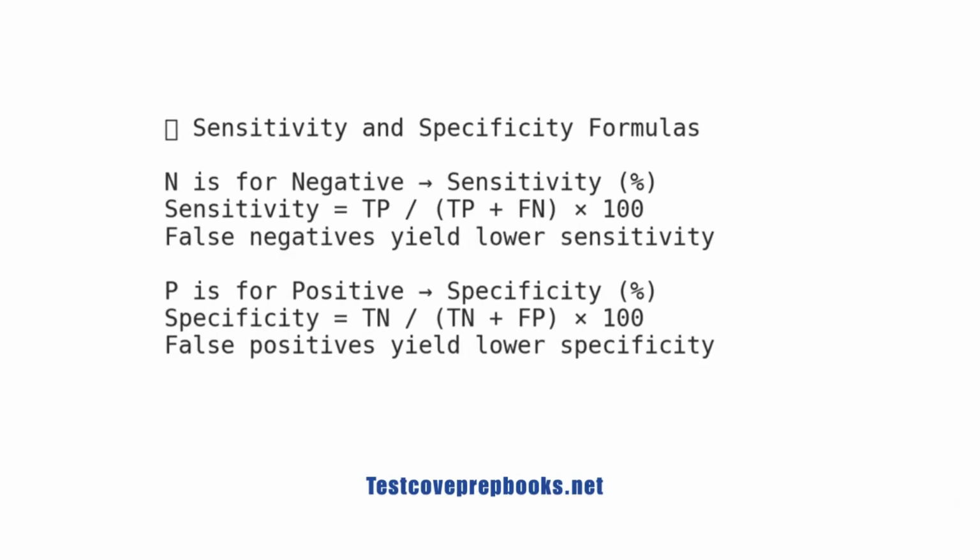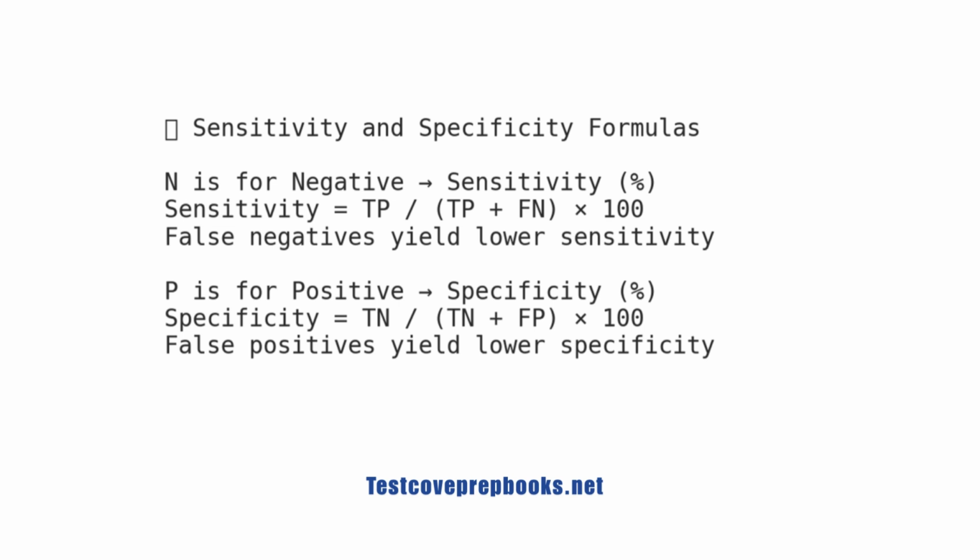Let's dwell further on sensitivity and specificity. Think of sensitivity as the test's ability to correctly identify people who actually have the disease. The formula is true positives divided by the sum of true positives and false negatives, multiplied by 100. When false negatives increase, sensitivity goes down.